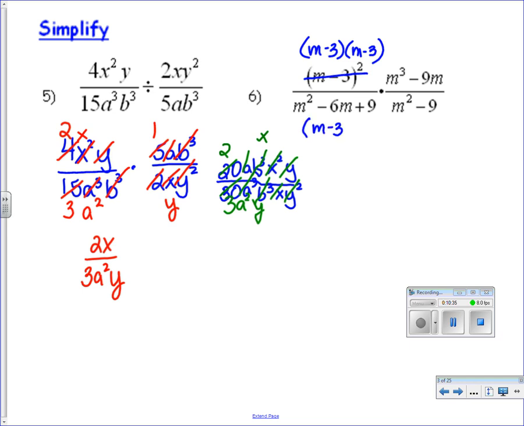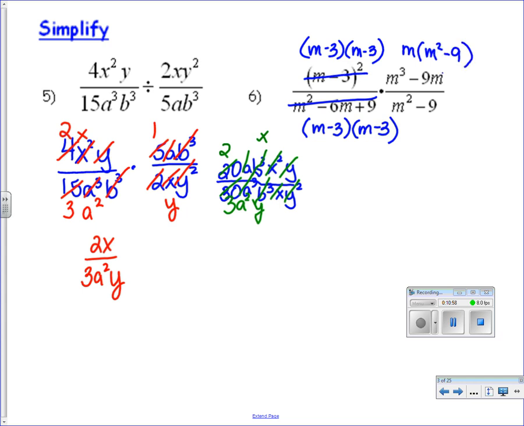What two numbers multiply to 9 and add to -6, which will be -3 and -3. And so these will automatically, I'll cancel them out in a moment. Okay, the top, what do they have in common? I could take out an m. So then I'm going to have m squared minus 9.